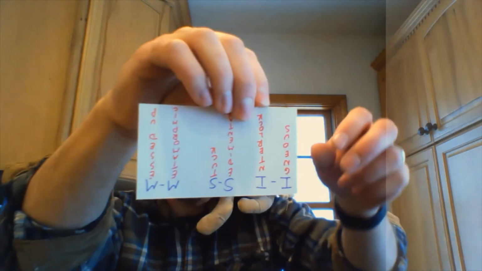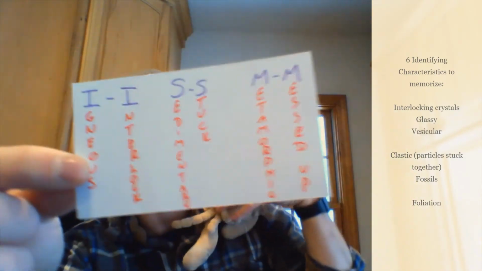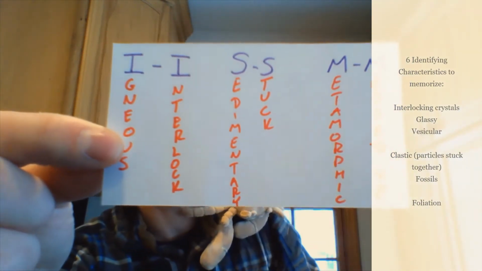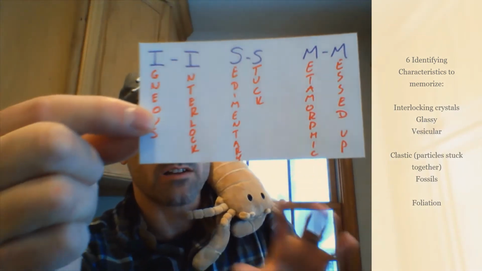Where's your note, buddy? Where's your note? So, who writes upside down? Come on, Yuri. Who writes upside down? Rocks. Those are my one way to kind of remember the 3 different types of rocks, what you're looking for.